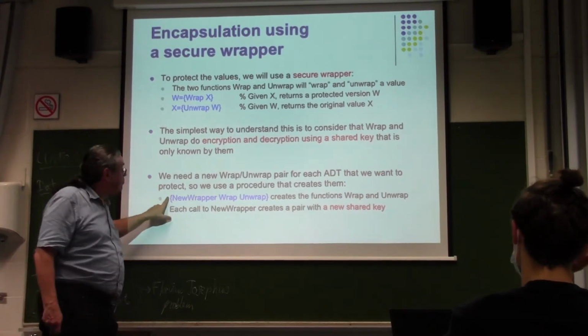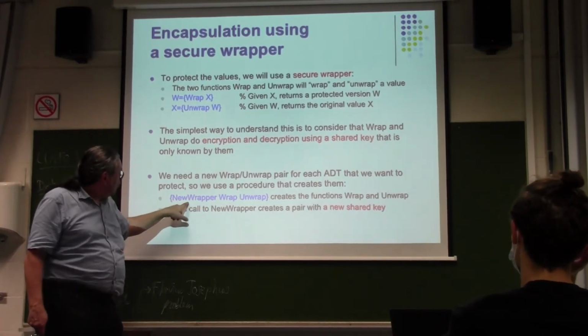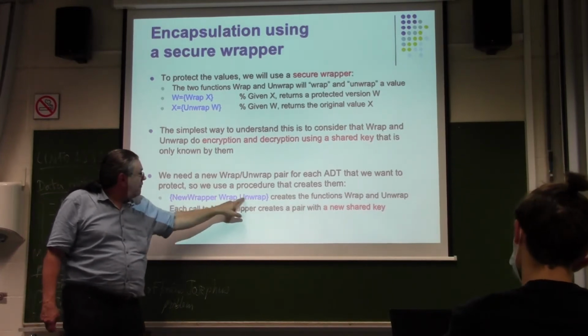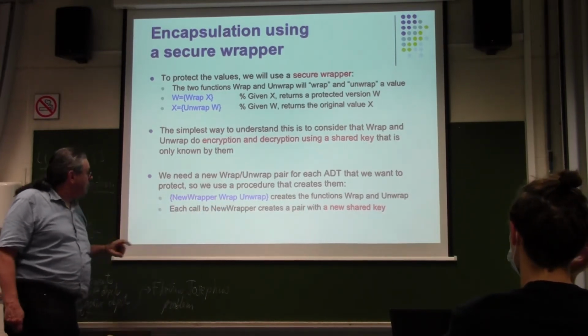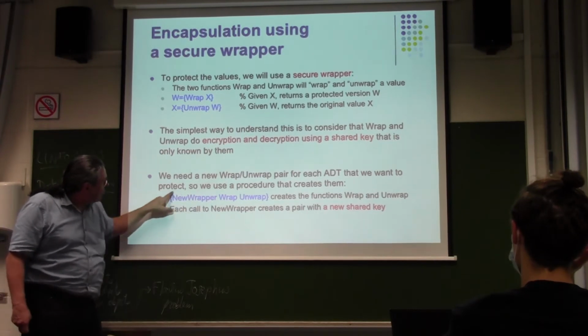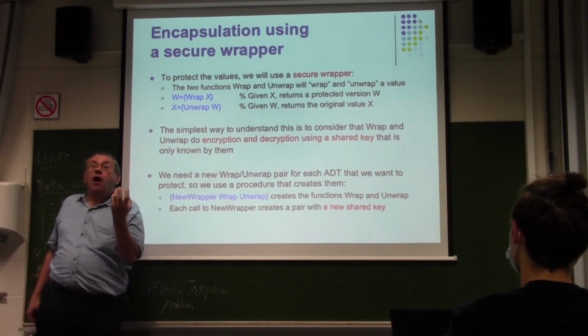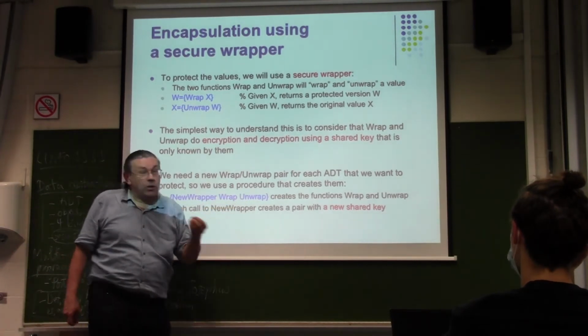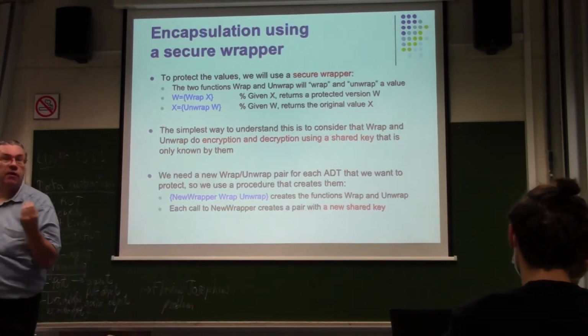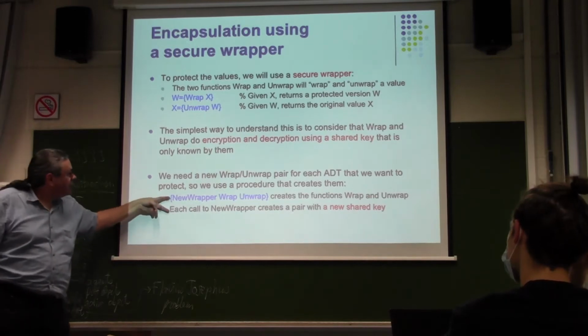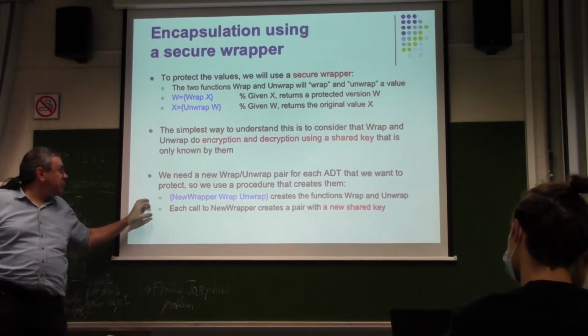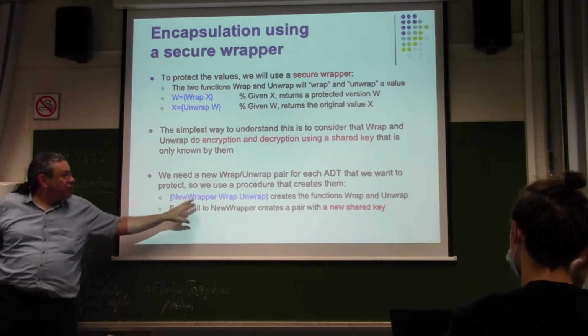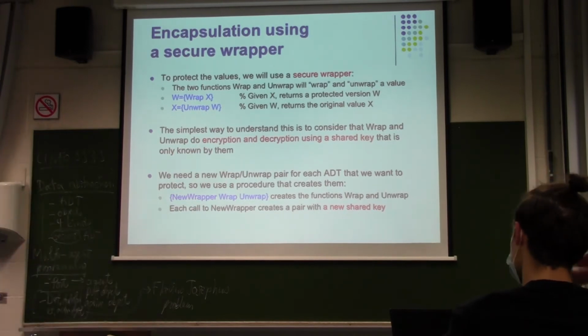So we will have a procedure, new wrapper. When you call this, it actually defines the two functions. Because inside of new wrapper, you're going to create a secret key. And these two functions will know the secret key. Okay? So that's the idea. And I will show you how this is implemented in the language, so you understand exactly how it works.